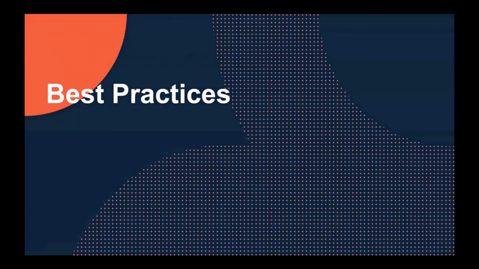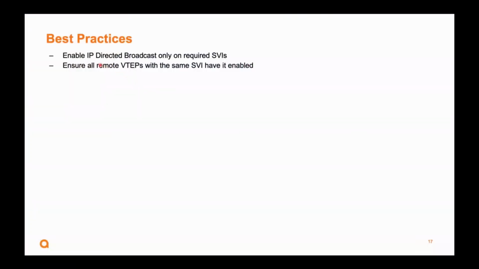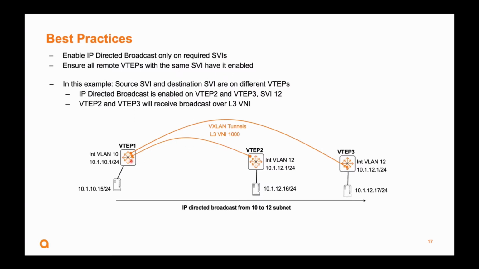Best practices. You should only enable IP-directed broadcast on required SVIs, and ensure that all remote VTAPs with the same SVI have it enabled. So you can see here, VTAP 1 on the left is connected to the source. I have subnet 12 on two different VTAPs here. They have a layer 3 VNI because they are different subnets.